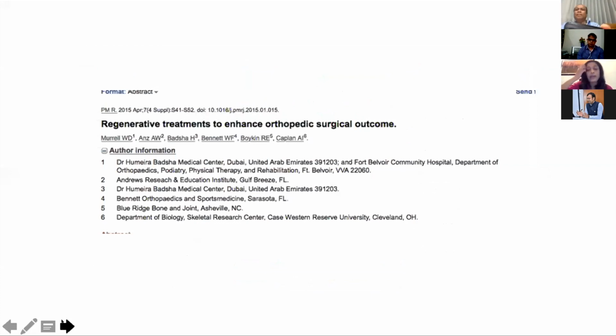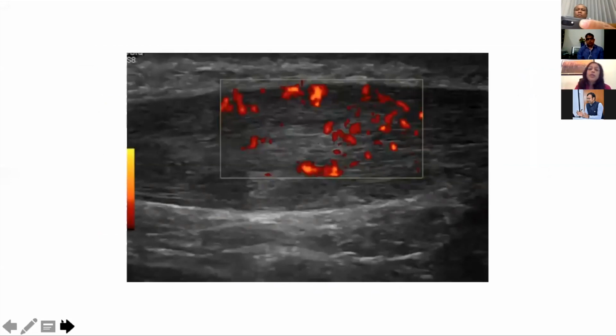With Dr. William Morell, this was when my interest started, we collaborated to write a paper on regenerative treatments to enhance orthopedic surgical outcomes. Orthopedic doctors also use platelets a lot in tendon repair situations, Achilles tendons, and for shoulder injections and elbows. In rheumatology we see very inflammatory tendinitis. This is the ankle of a person with Achilles tendinitis as part of ankylosing spondylitis, and you see the Doppler is highly positive. This kind of very inflammatory tenosynovitis may respond well to PRP, but we don't actually have any papers or evidence on this.